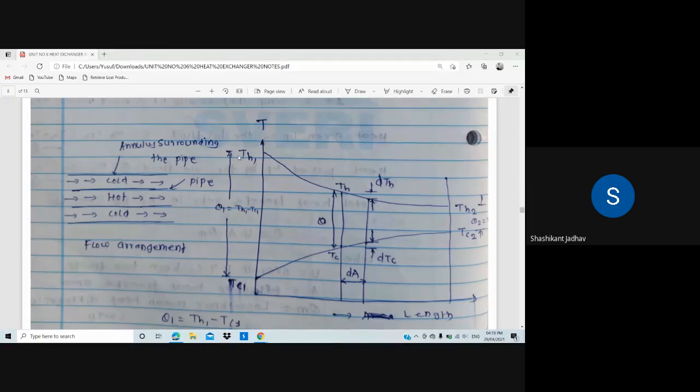From TH1 to TH2 the temperature of the hot fluid will decrease. From TC1 to TC2 the temperature of the cold fluid will increase. The difference between TH1 and TC1 will be θ1, and what will the difference between TH2 and TC2 be? It will be θ2. So we consider this small elemental area.